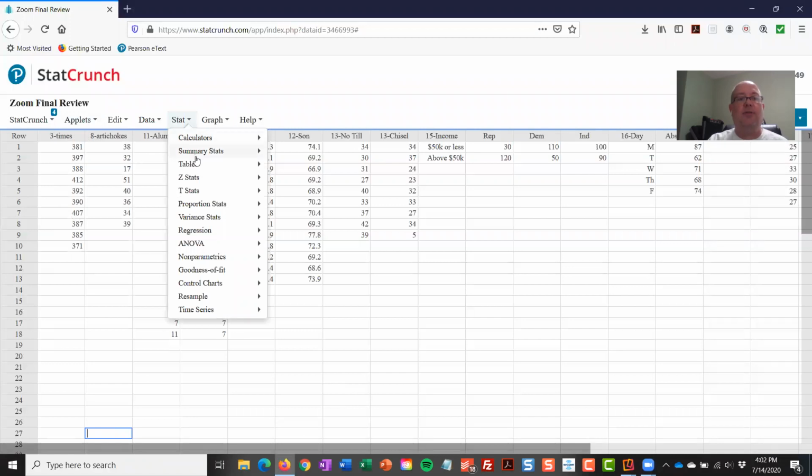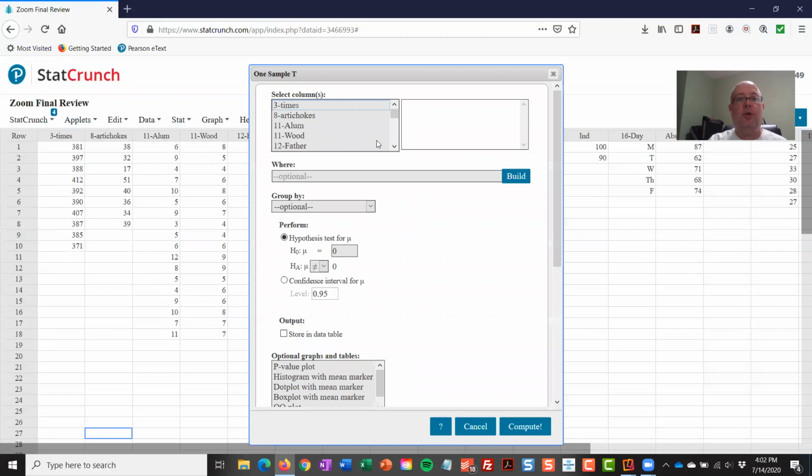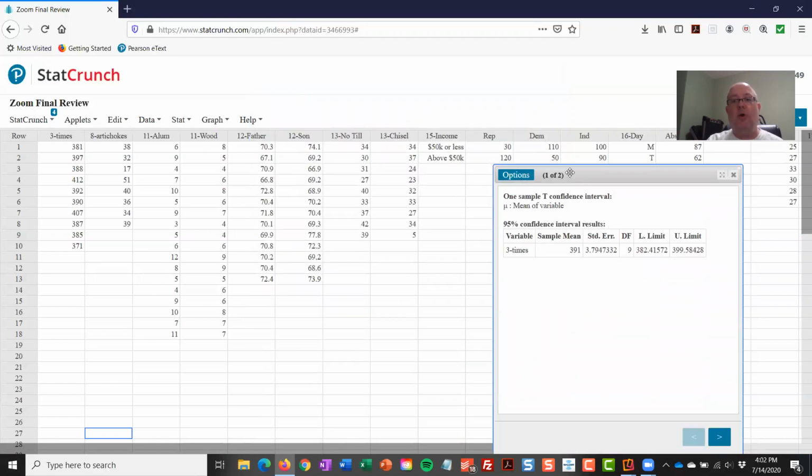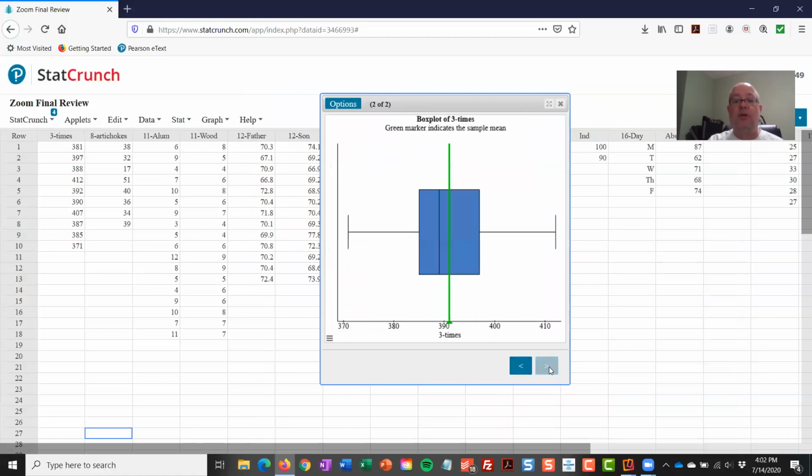Under Stat, this is under T stats, one sample with data. I pick the column containing the data. I switch from hypothesis test to confidence interval. And the level for this problem was 0.95. Optional graphs and tables, I want to see the box plot. The box plot will show me if there are any outliers. If there are some, I can't make that interval. Press compute. And before I take a look at this information, let's check the graph first on the next page.